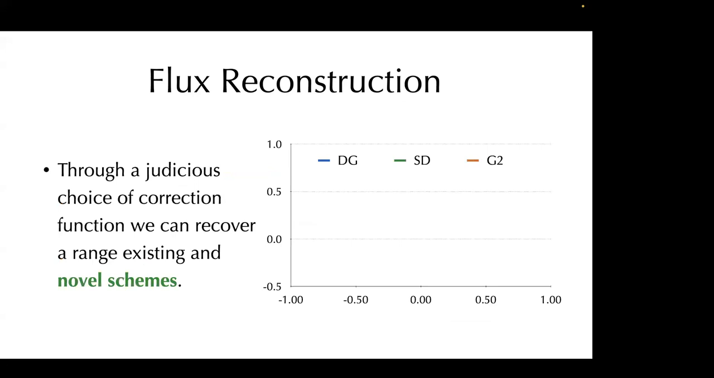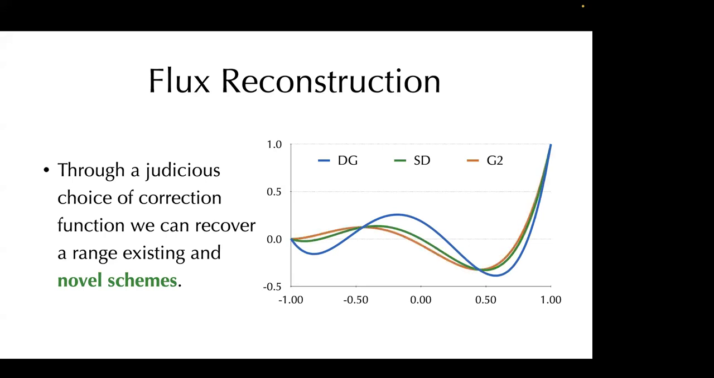A neat property of flux reconstruction is that through a suitable choice of correction function, we can recover a whole range of schemes. These include nodal DG schemes, spectral difference schemes, and also some new and novel schemes that don't correspond to any existing high-order method. And this can all be done through tweaking the correction function. This makes flux reconstruction, in some regards, a unifying approach. And I'm showing some examples of different correction functions here on the slide.